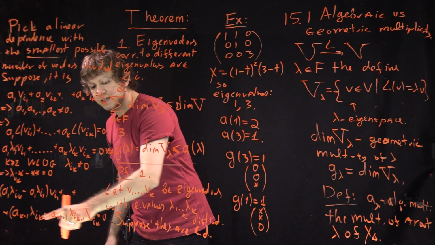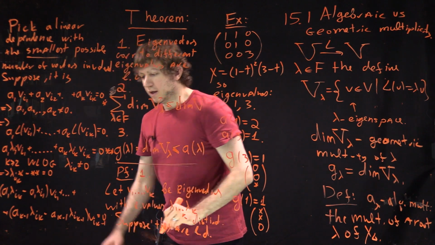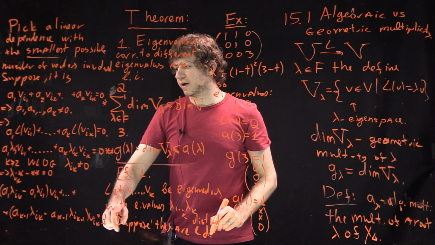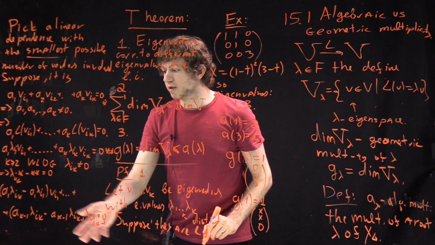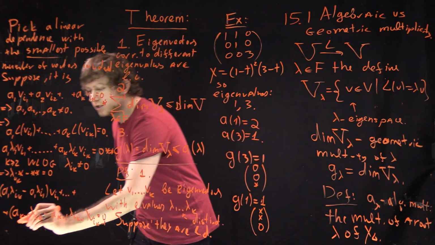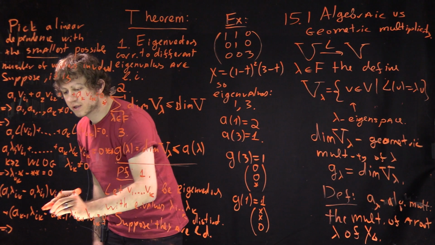So this is a linear dependence between k minus 1 vectors. But if there exists a linear dependence between k minus 1 vectors, this just implies that all coefficients are 0.